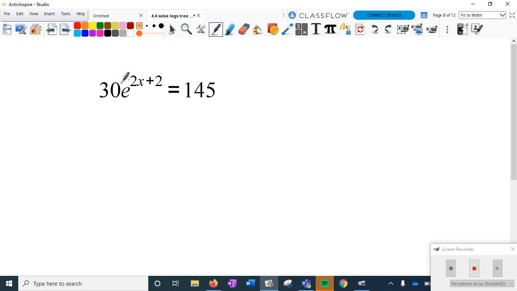I can't do anything with this right now. I still have e to this. So this e is the base that I'm trying to get by itself. Well, how do I get that by itself? Well, I got to get rid of the 30. How do I get rid of 30? Since it's 30 times e, I'm going to divide both sides by 30.